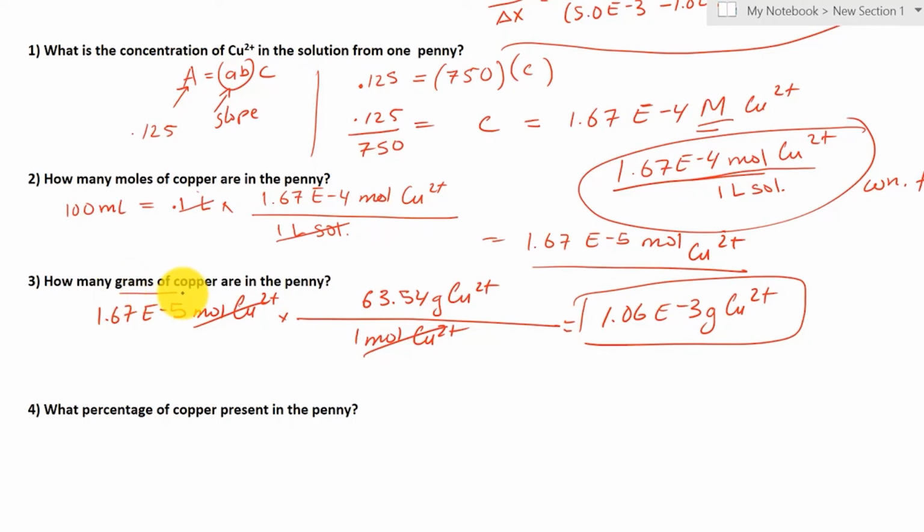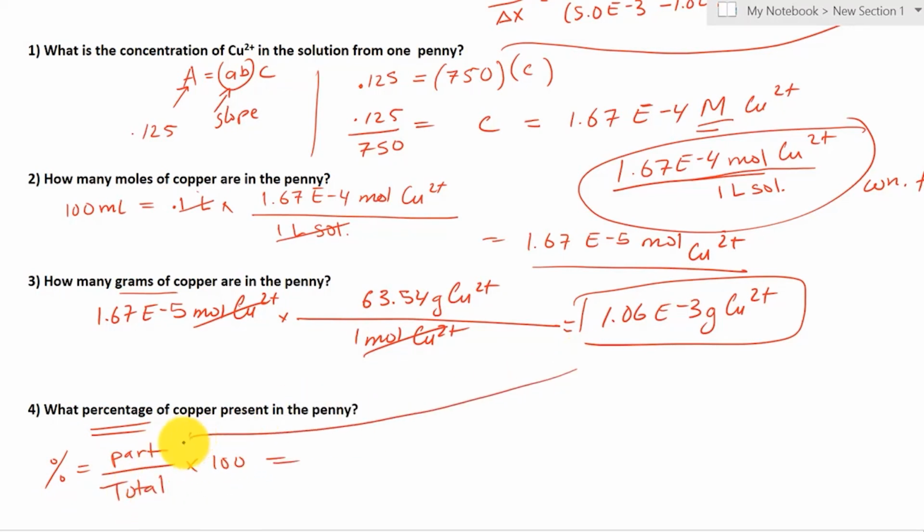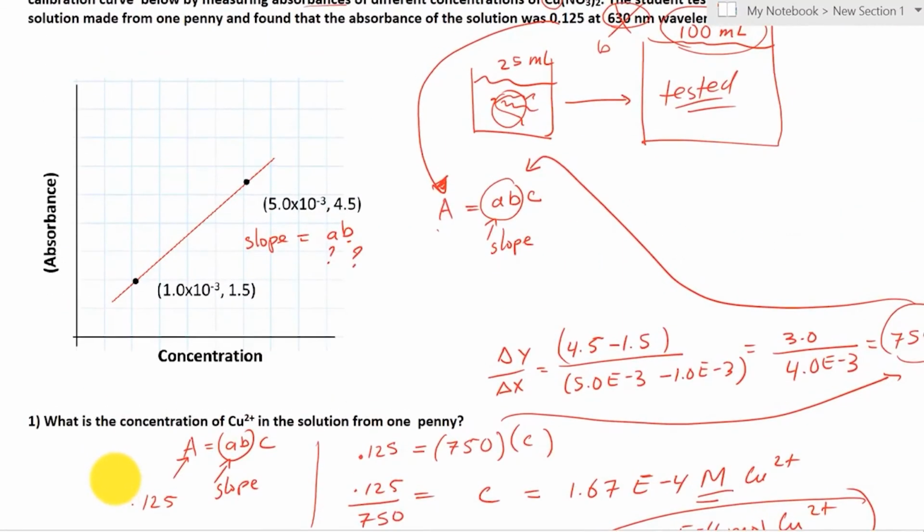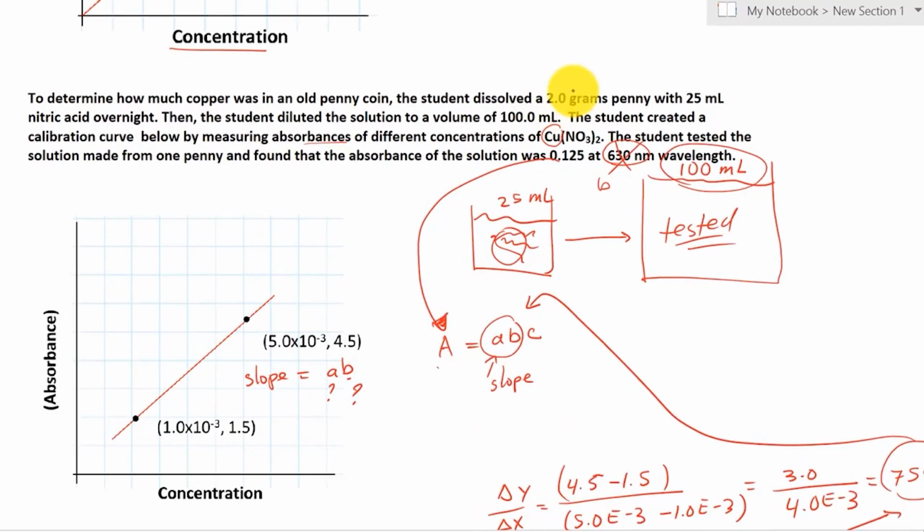And lastly, what is the percentage of copper present in the penny? Well, remember, percentage is equal to part divided by total times 100. In this case, what is the part? The part is right there. What's the total? What's the total mass of the penny? In this case, the mass of the penny is 2 grams right there.